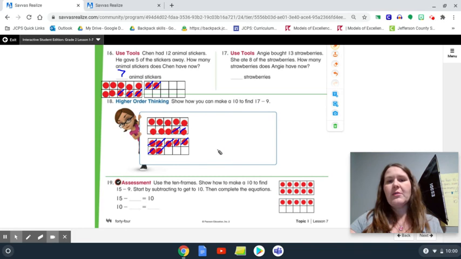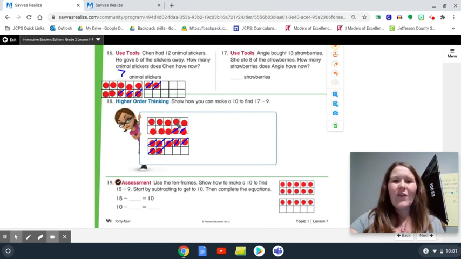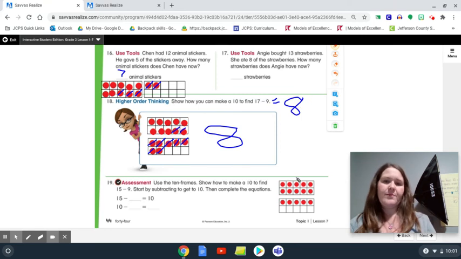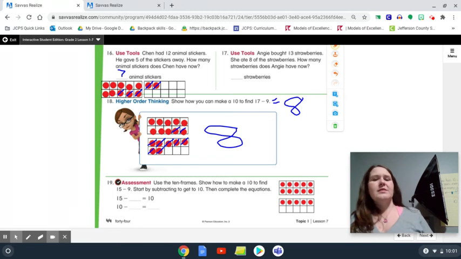And what's our answer? How many do we have left? We've got 1, 2, 3, 4, 5, 6, 7. Wait. 1, 2, 3, 4, 5, 6, 7, 8. 8. Or you could write out like the whole equation. 17 minus 9, you could just throw it up here, equals 8. I don't mind if you write it there. Next one.